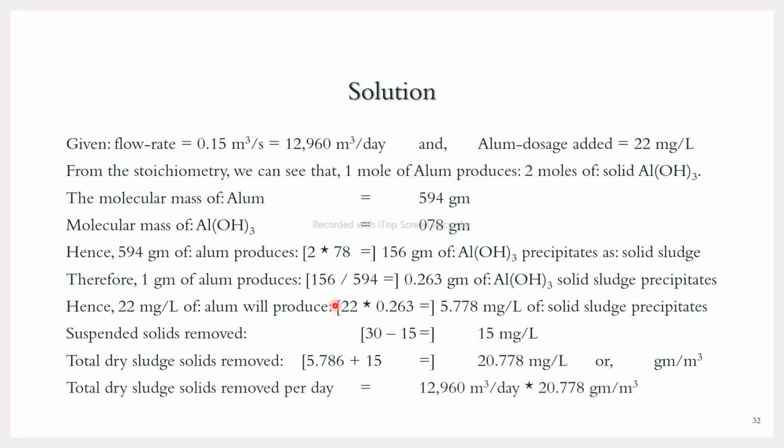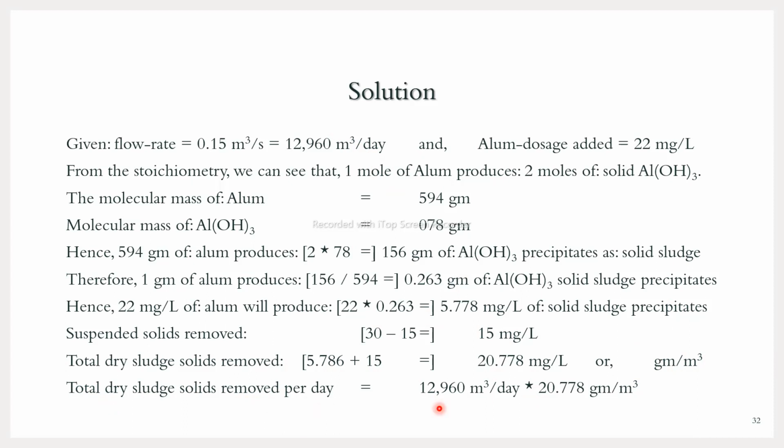Now what you can see, the total flow rate is given as 12960 meter cube per day, and you have calculated the total solids removed per meter cube. This amount of solid is removed: 20.778 milligram. Sorry, 20.778 gram per meter cube, right? So if you multiply them, then you will get per day how much of dry solid is removed.